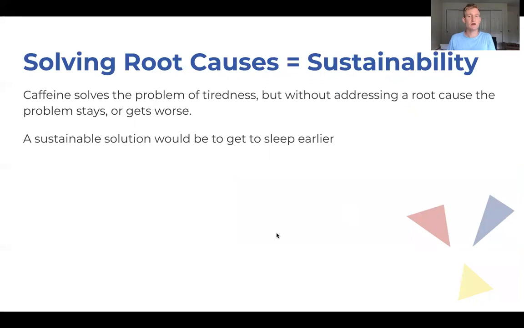So when we solve for root causes, we're getting towards sustainable solutions, which is good. So caffeine might solve the problem of tiredness, but it's not addressing a root cause. So without addressing the root cause, the problem is going to stay, or it might even get worse. A more sustainable solution would be to get to sleep earlier, which is, I must recognize, a more challenging solution because it requires some behavior change. Having a cup of coffee is probably a much easier solution, but again, it's not going to get you towards sustainable change.